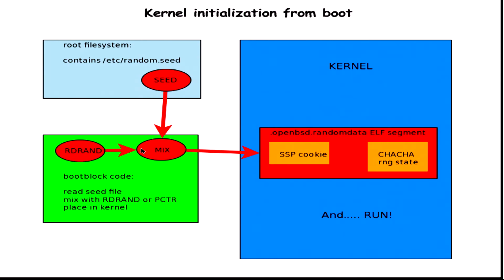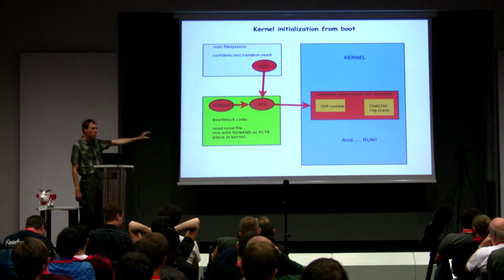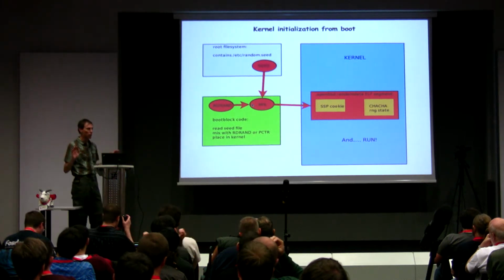And it is mixed with RDRAND instruction data, if it exists on that CPU, or, for example, a counter on the CPU, or something else. This is architecture dependent. We attempt to generate a mix of data. And then that mix of data is used and fills an ELF segment inside the kernel that we've loaded into memory. So that kernel, the minute its first instruction runs, already has a chunk of data in it, a block of memory that's random data supplied by an outside party, the boot blocks.